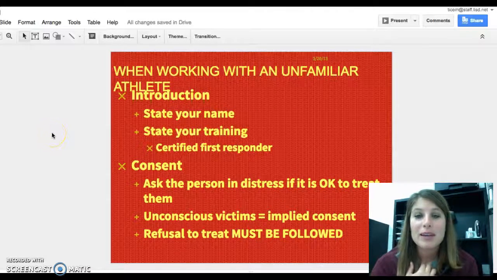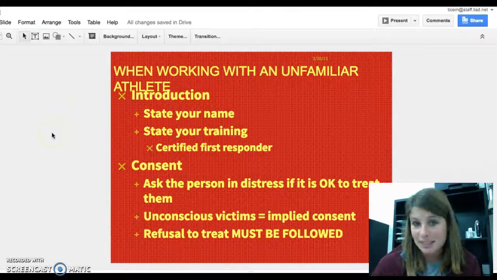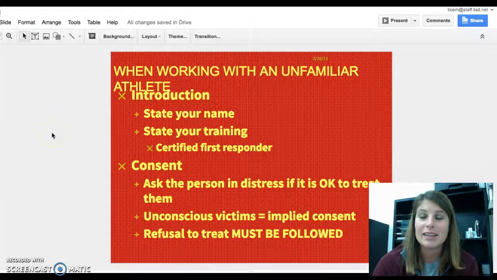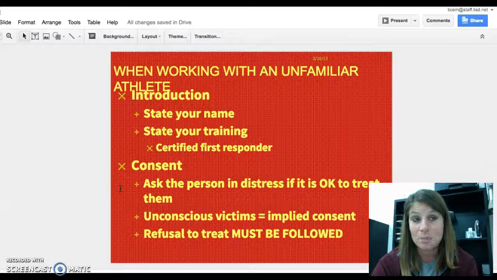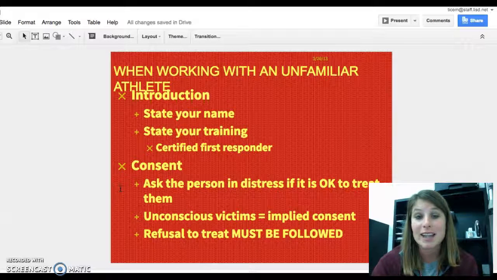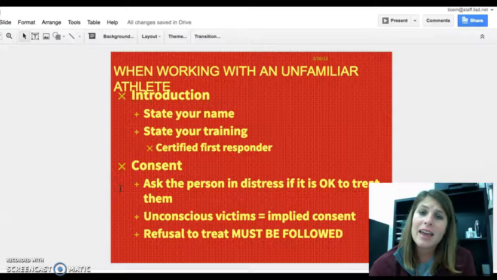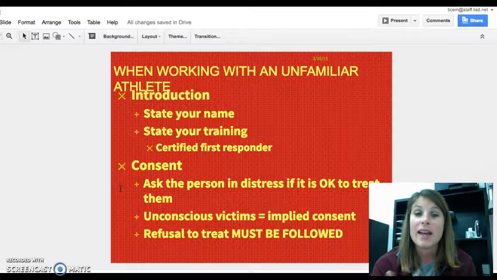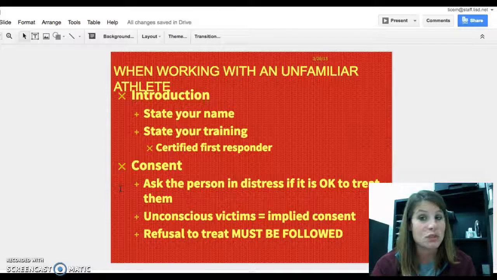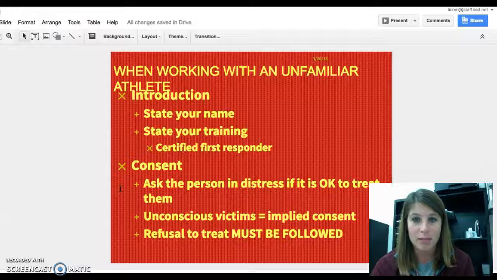So when you're working with any victim, you have to have consent, okay? And what consent is, it's permission to treat, okay? What we see in athletics is every athlete has to sign a consent to treat form. So every time an athlete comes into the training room to get looked at, we already have that consent form on them that says that we are allowed to do that.